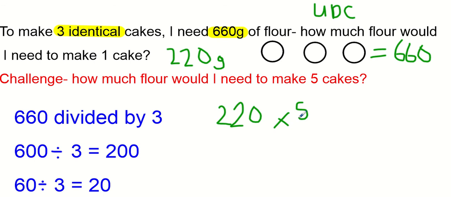There's lots of different ways that you could do it. You could double it and then double it again. That would give you 4 lots and then add 220 to it. It's up to you. But I'm going to do 220 multiplied by 5.